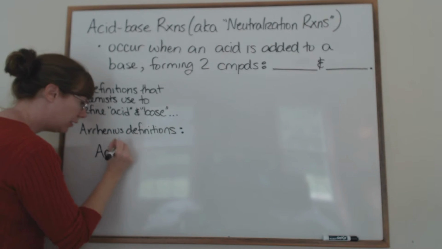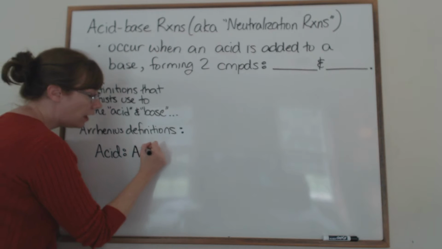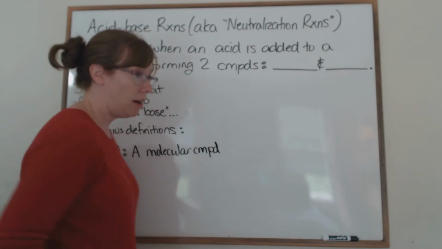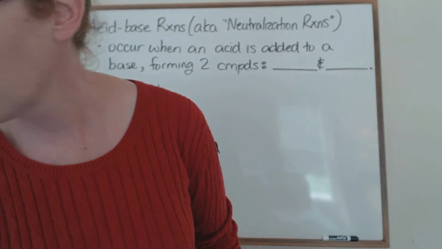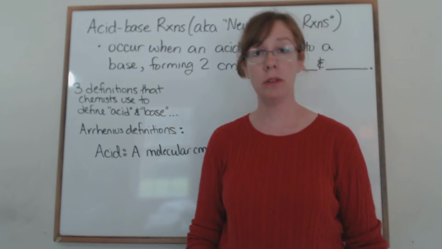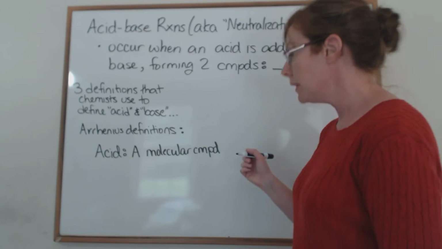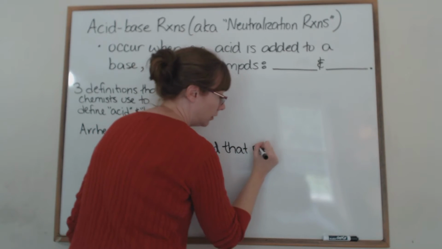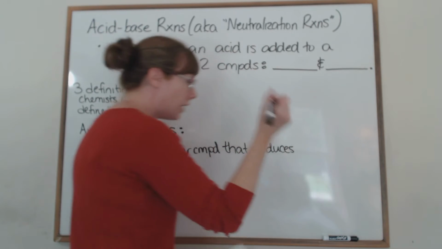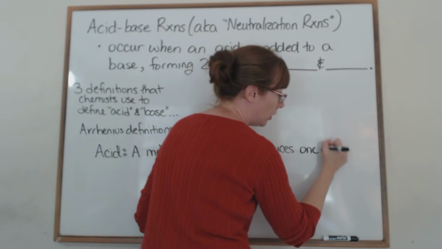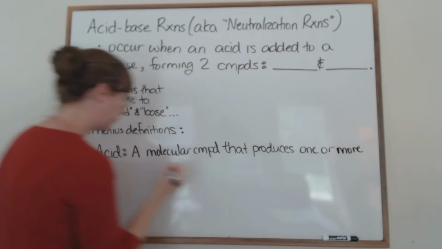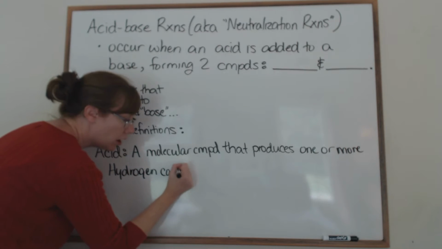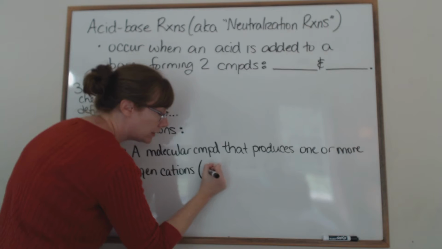So according to Arrhenius, an acid is a molecular compound, meaning it's made up of nonmetals, one of which is going to be hydrogen. It's a molecular compound that produces H+, or let me say one or more hydrogen cations, which by the way, hydrogen of course is letter H.